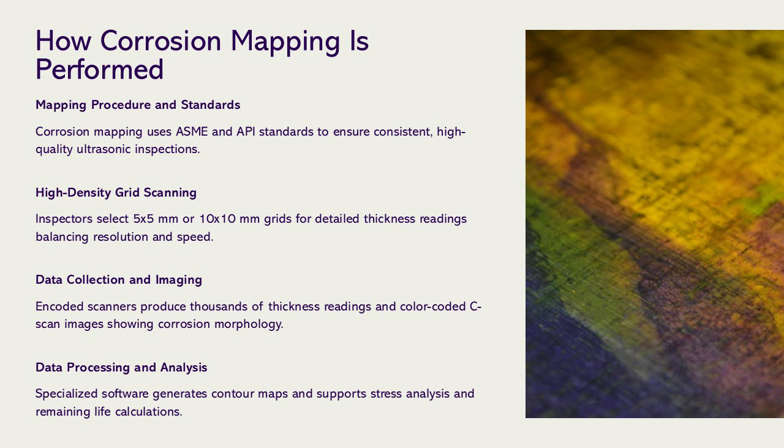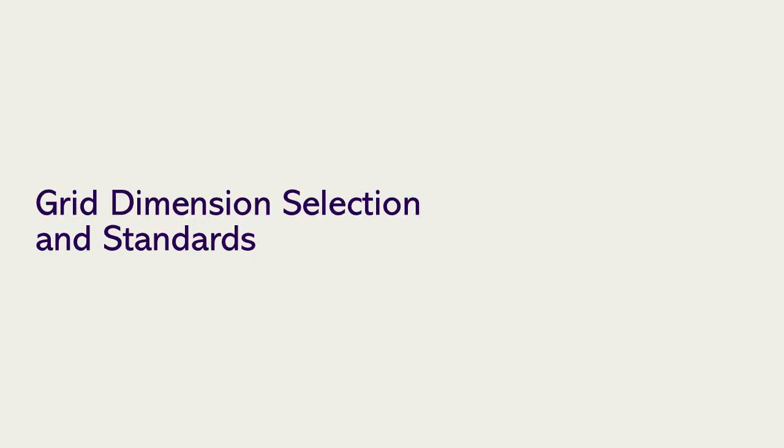The data collected is processed through specialized software to generate contour maps, pit maps, and minimum thickness matrices. The results support engineering analysis, including remaining life calculations and localized stress evaluations per API 579-1. Mapping offers the highest POD and is considered essential for high-risk equipment in RBI programs. Grid selection fundamentals, standard grid dimensions and application.